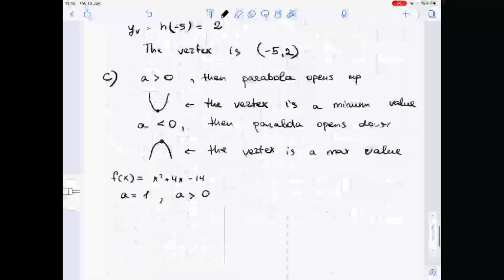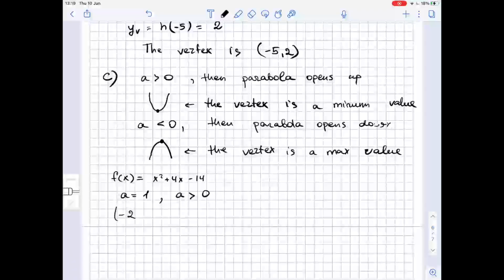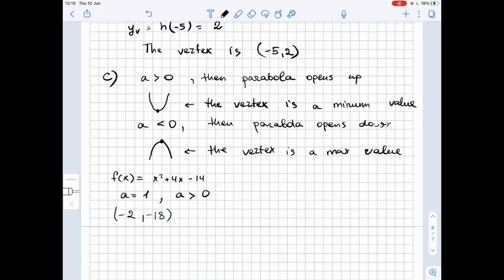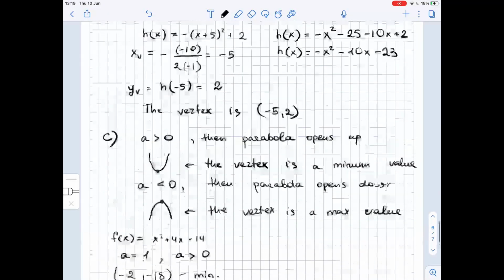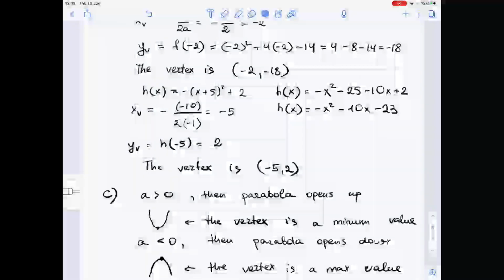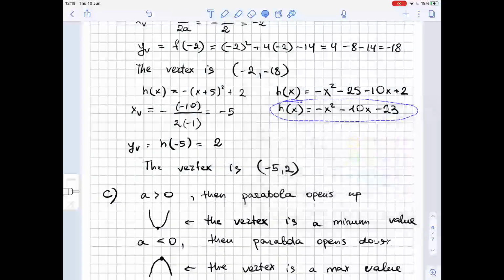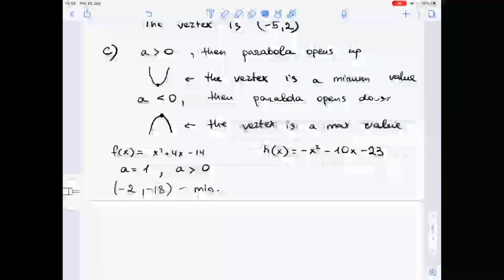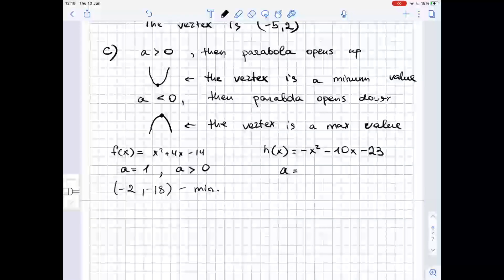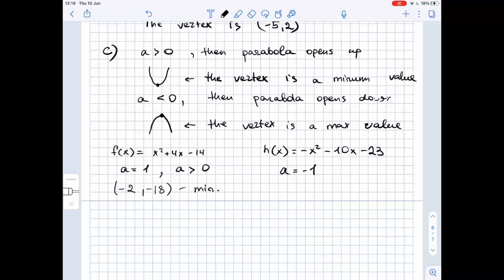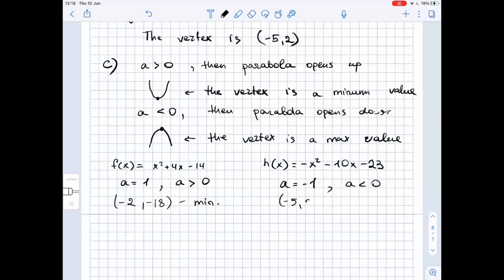So the minimum value of this function is at negative 2, negative 18. It's the minimum value. But for function h of x, again, let me copy paste the standard form of h of x. Right here. So for h of x, a equals negative 1 because the coefficient in front of x squared is negative 1. So a is negative, and that means that the vertex is a maximum value. So our vertex negative 5, 2 is the max value.